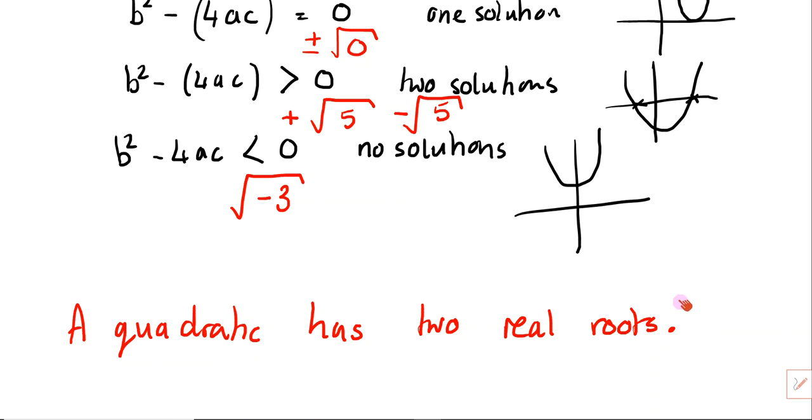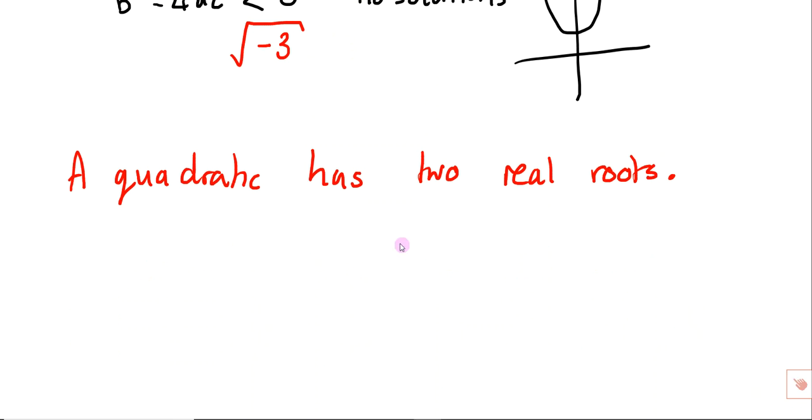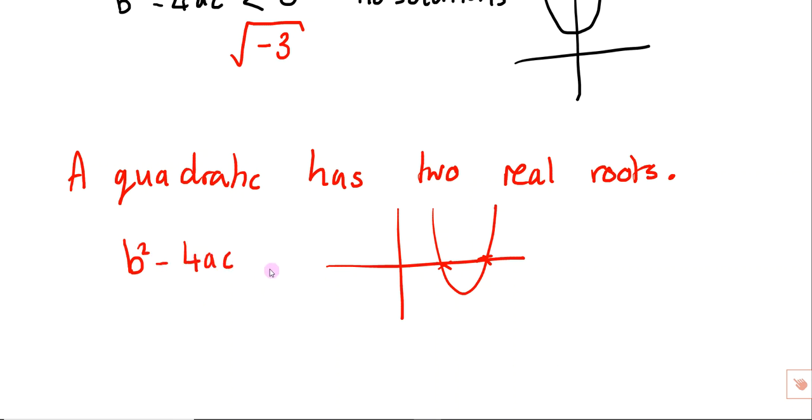Yeah, so two real roots means that whatever the quadratic looks like, it's going to cross twice. What does it also mean? It means that b squared minus 4ac has to be greater than 0.